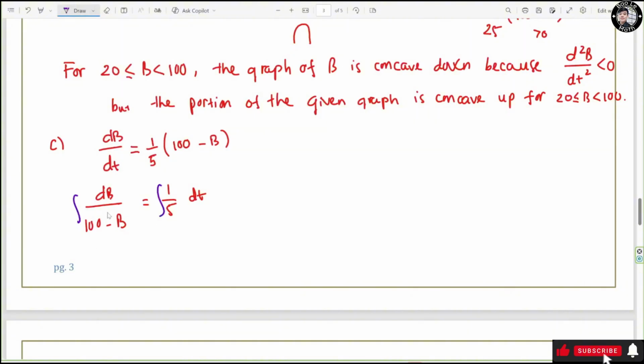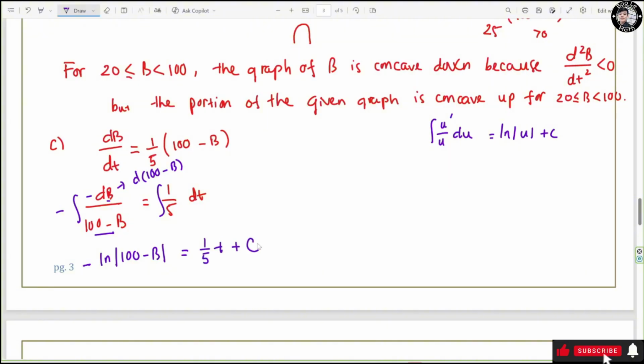Now remember, we need to make this one the same form so that we can apply the formula u prime over u du, which is ln absolute value of u plus c. So on the top right here, I can rewrite this as d of 100 minus B, and if you check the derivative of this one, it's actually negative dB. So I put a negative sign right here and a negative sign right here, so nothing changes. So this becomes negative ln absolute value of 100 minus B equals 1 over 5 t plus c.